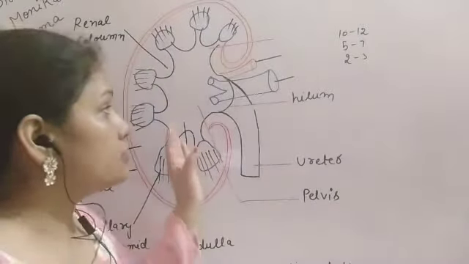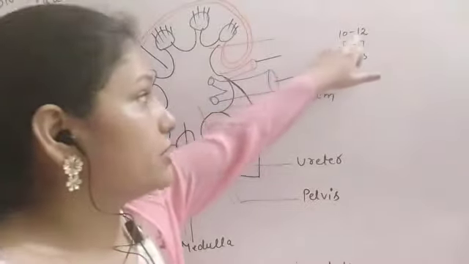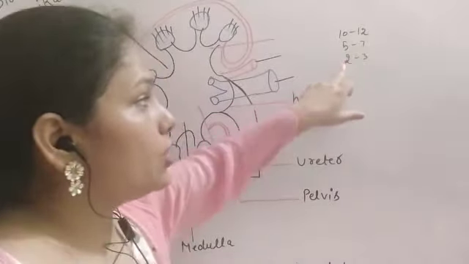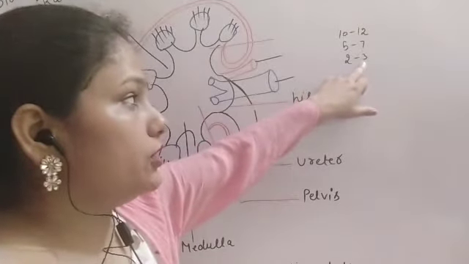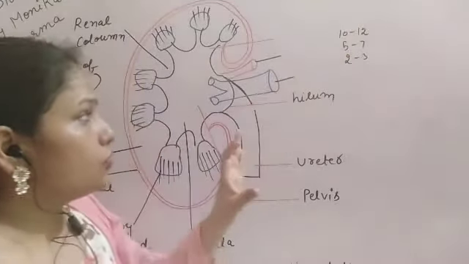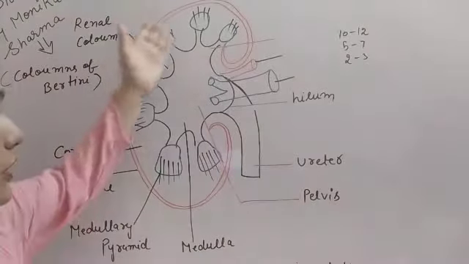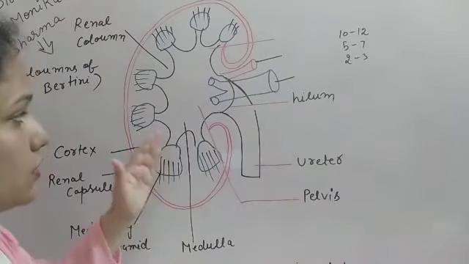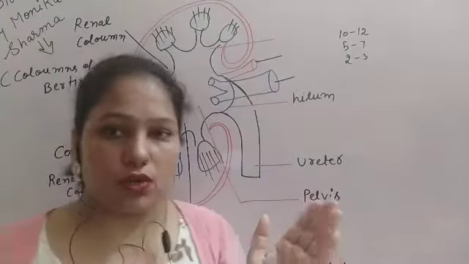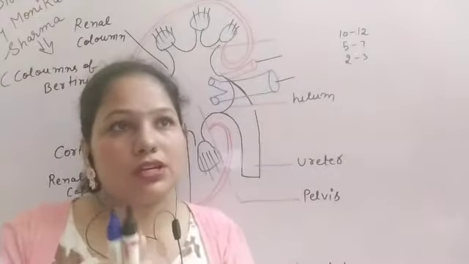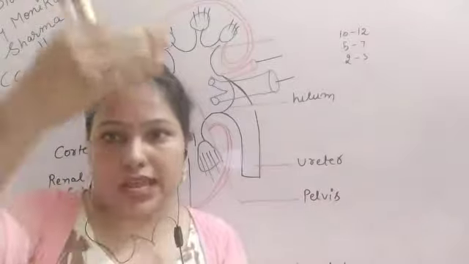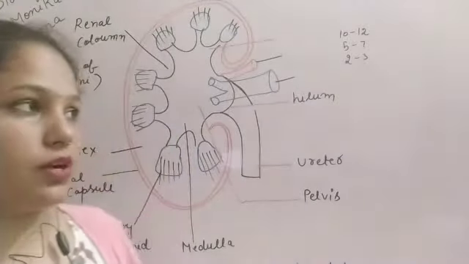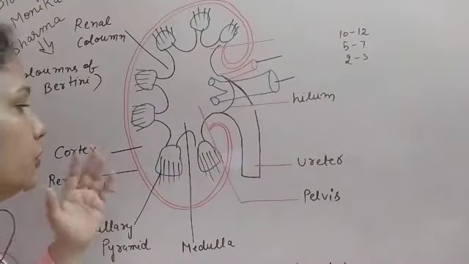So what is the size of the kidney? It is 10 to 12 centimeter in length, 5 to 7 centimeter in width, and 2 to 3 centimeter in thickness. It is a reddish organ, and it is a bean shaped organ. So today we will discuss the longitudinal section. Longitudinal means if we cut the section of the kidney like this in the longitudinal direction, then what are the different parts we will see in the kidney.